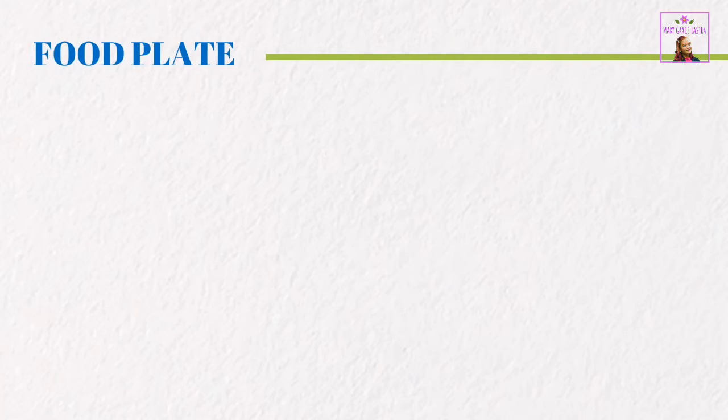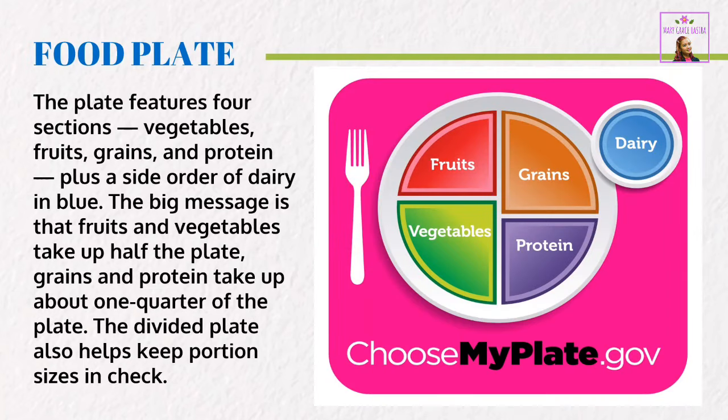Food plate. The plate features 4 sections: vegetables, fruits, grains, and protein, plus a side order of dairy in blue. The big message is that fruits and vegetables take up half the plate, grains and protein take up about 1/4 of the plate. The divided plate also helps keep portion sizes in check.